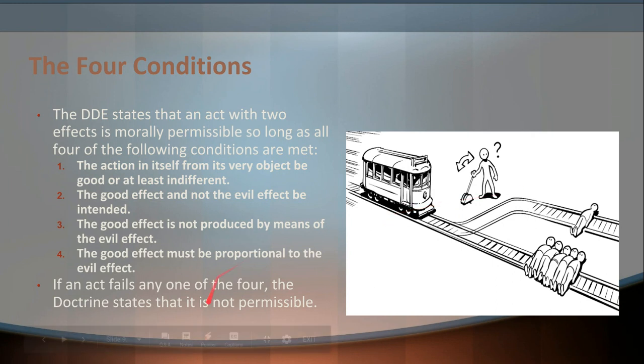So the fourth condition says that things have to be proportional. It has to be worth it at the end of the day. There has to be enough good produced that it be worth allowing the bad result to be produced. And again, if an action fails any of these 4, the doctrine says that it's not permissible. It is a morally wrong thing for us to do.